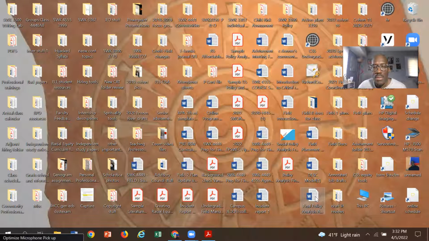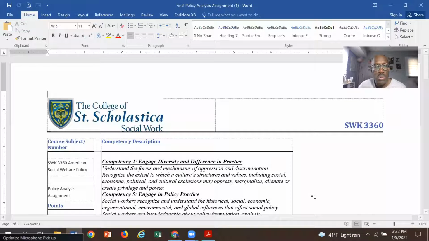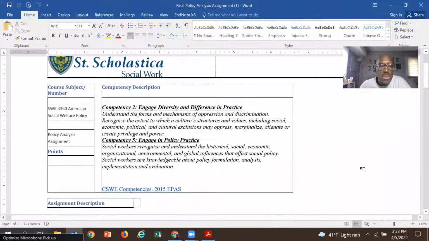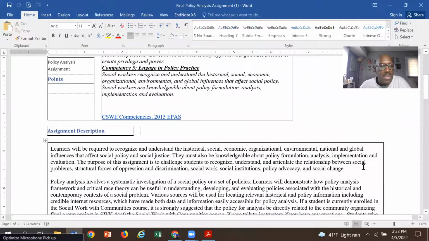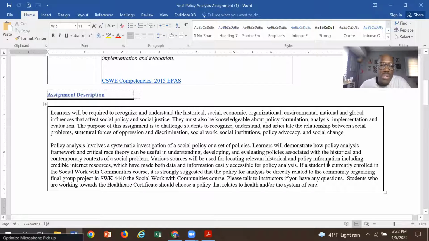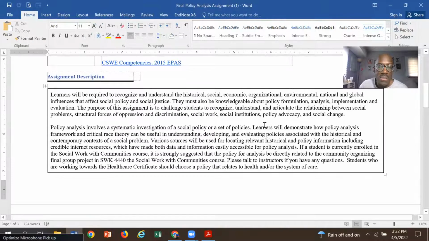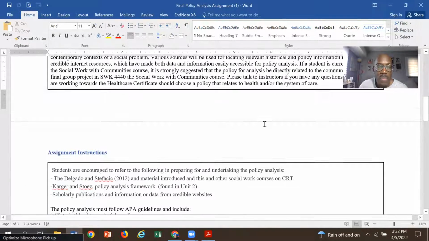Let's talk about the actual assignment. I'm going to open a copy here of the actual policy assignment, and what it entails, and just walk through it with you. Basically, we've got this assignment description, and it talks about what you're learning and what you're demonstrating in terms of being able to look at social problems, understand how they work, understand these oppressive forms that are in place, how institutions are making decisions, and how social change manifests itself. That's really the essence of the report.